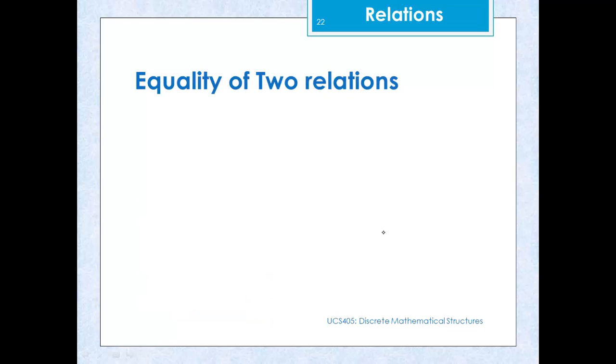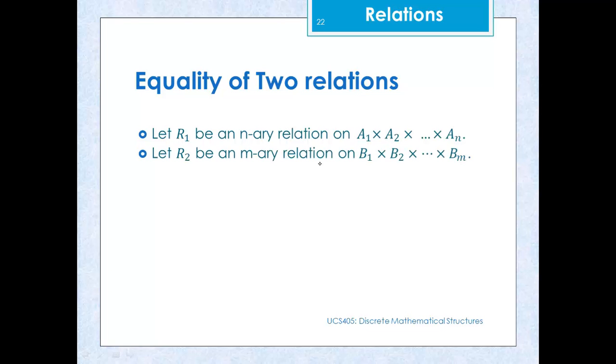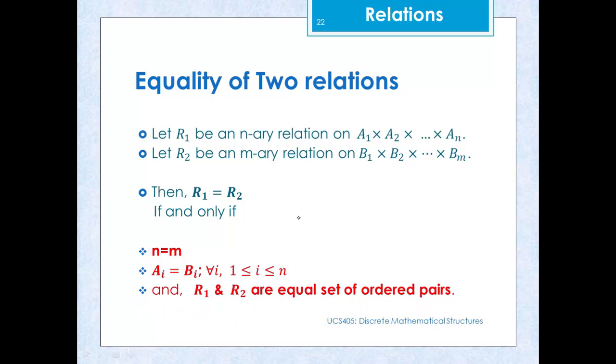Equality of two relations. That means if we have two relations, when can we say that these two relations are equal? So let R1 be an n-ary relation on A1 cross A2 up to An. Similarly, R2 be an m-ary relation on B1 cross B2 up to Bm. So R1 equals R2 if and only if we have n equal to m, Ai equal to Bi, and R1 and R2 have an equal set of ordered pairs. So let us see with an example.